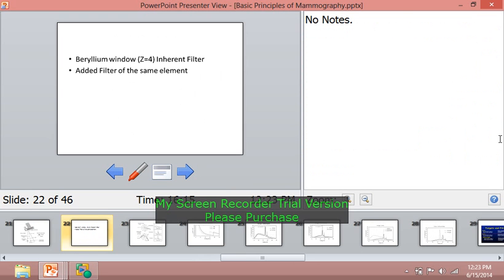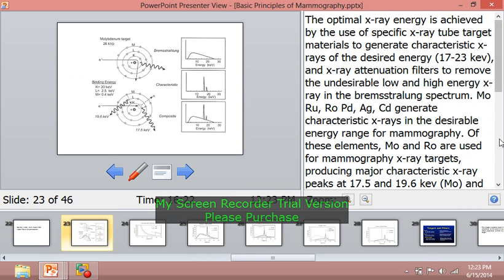So we use the beryllium window, that is the inherent filter, and the added or additional filter of aluminium. So in mammography we especially use the characteristic radiation. We try to avoid the Bremsstrahlung radiation, that is the continuous radiation, the braking radiation, which is produced when the electron goes near the nucleus but does not strike it.